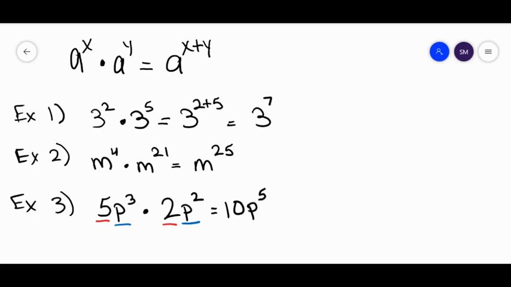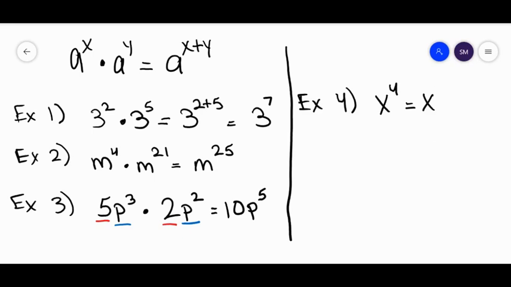I can use this rule in the other direction as well to say, for example, that x to the 4th is the same thing as x to the 3rd times x. Because remember, there's an invisible exponent of 1 here. I could also write x to the 4th as x squared times x squared.